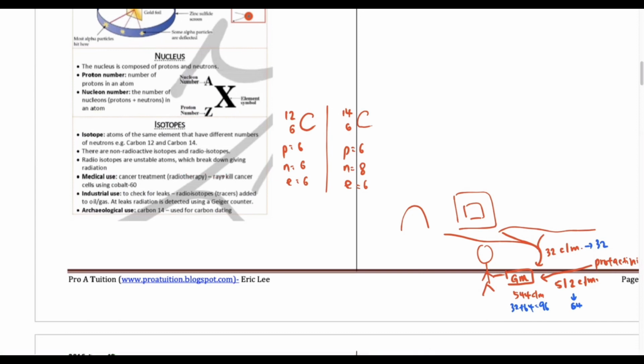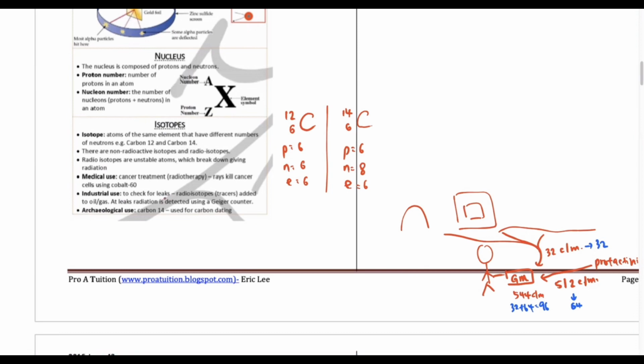So the rays kill cancer cells using cobalt-60. It sounds good here. Kill cancer cells, but at the same time, they kill the good cells also. They never mention that. Okay, so second point, industrial use to check for leaks.